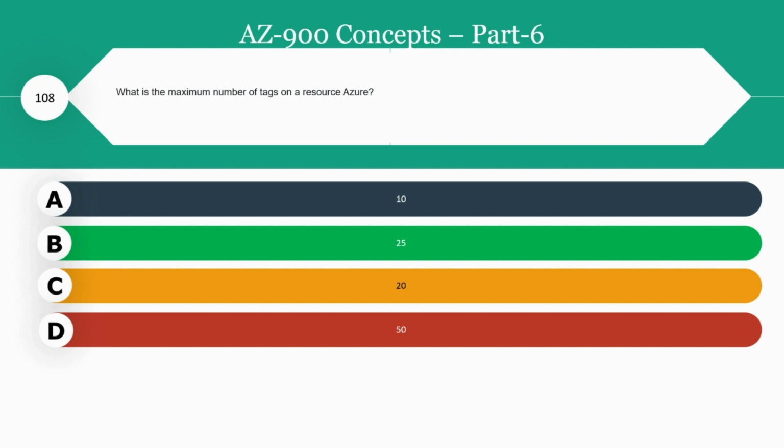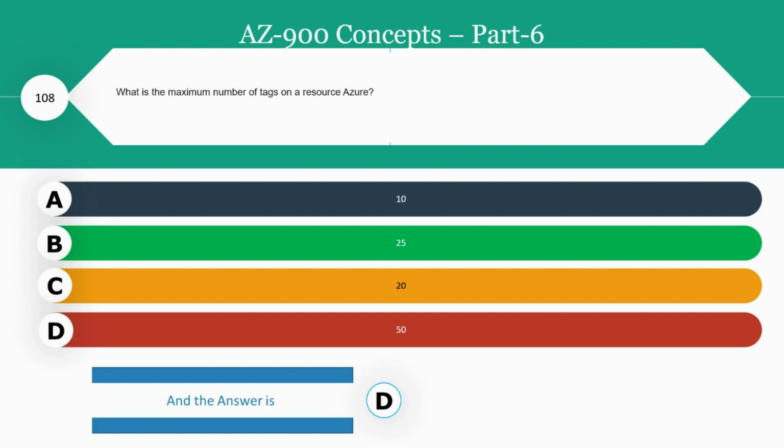Next question, what is the maximum number of tags on a resource in Azure? Is it 10, 25, 20, or 50? Option D is the correct answer, that is 50. As I mentioned earlier, you also have to remember this number.